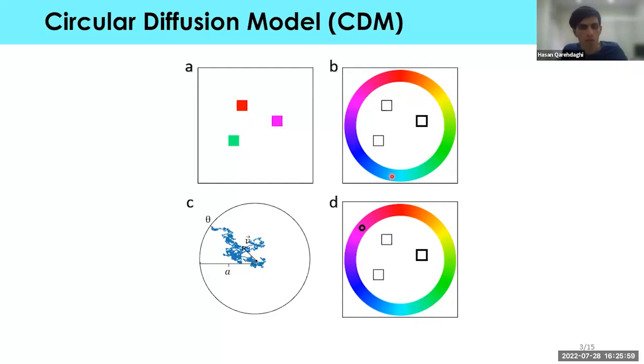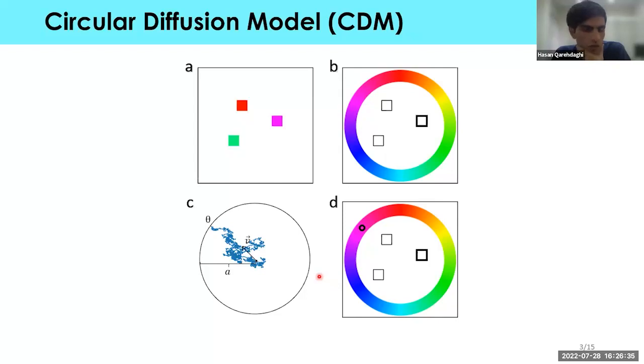And evidence accumulation models are a class of models which model the time course of these decisions. The circular diffusion model here is a model for such continuous type decisions. For example, then we have a task in which the subject should remember the color of these squares here, and then should recall the color of the probed item and choose from this circle representing all colors.